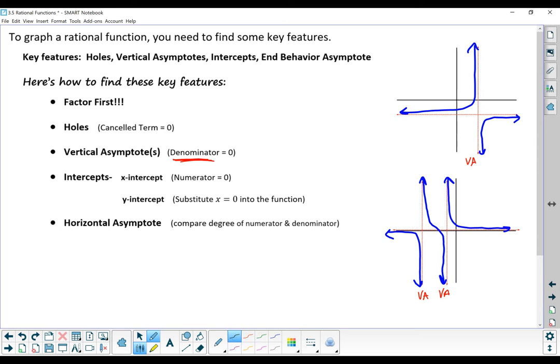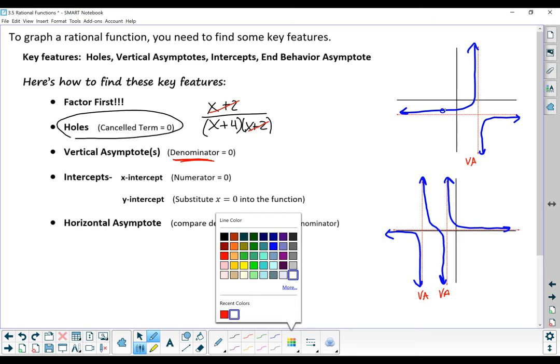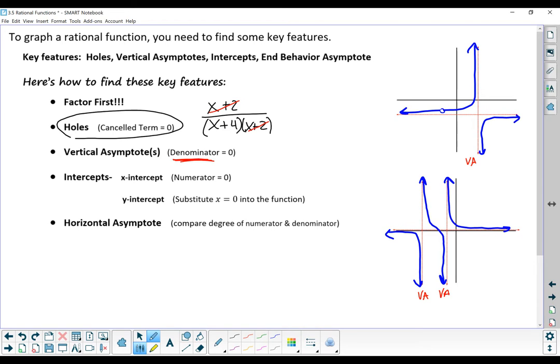You might also have a factor that cancels out. If you had a factor that is the same on the top and the bottom and it cancels out, that can cause a hole in the graph. You can't really see these holes if you look at it on technology or something, but they might exist where the function is undefined for that particular x value. So we'll find the vertical asymptotes from the denominator.